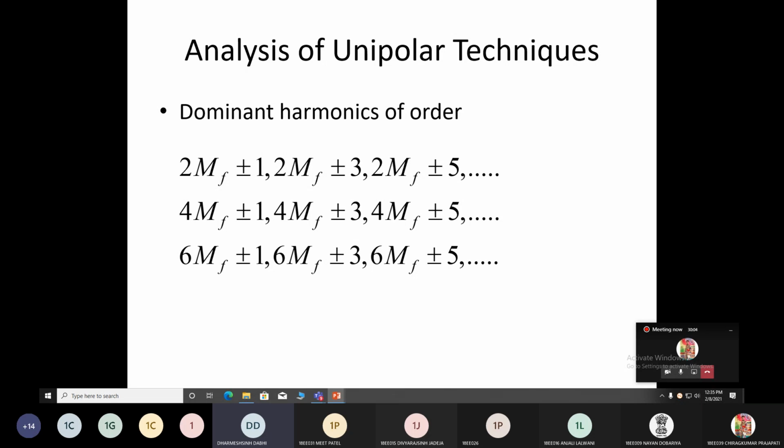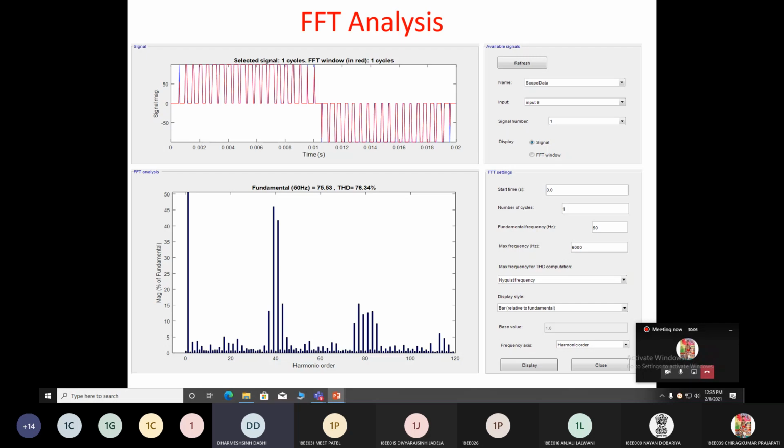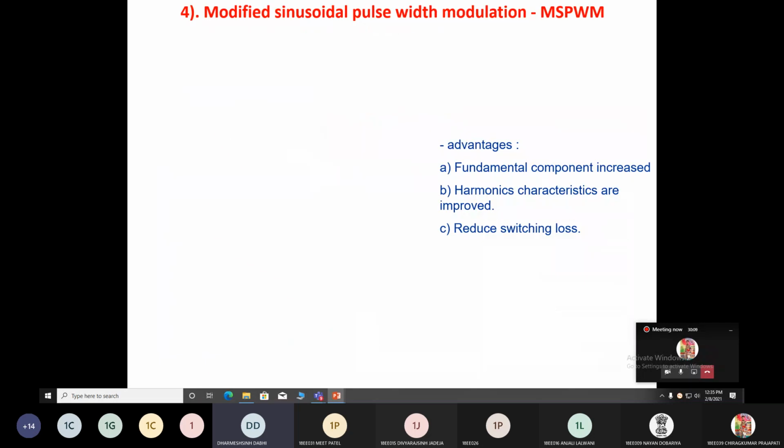Yes, so that's why you require the lesser size of the filter. Now this is all about the sinusoidal PWM technique, bipolar and unipolar. Next, the fourth PWM technique is the modified sinusoidal pulse width modulation technique. In short, we call it MSPWM, modified sinusoidal pulse width modulation.